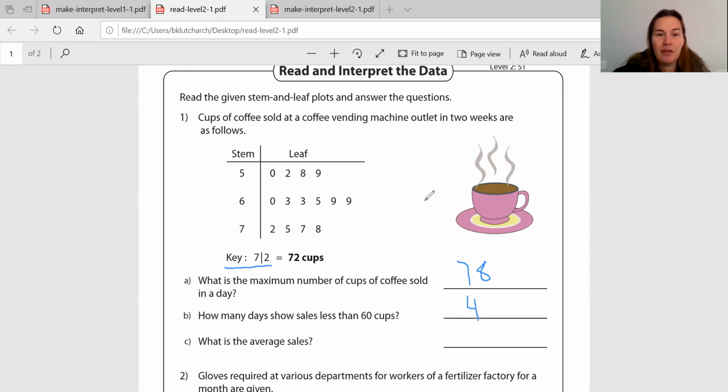Average sales, I'm going to leave that for you guys. All it is, again, is just finding the mean of this data, making sure you add up all of the data points and then divide by whatever your total number of data points is.